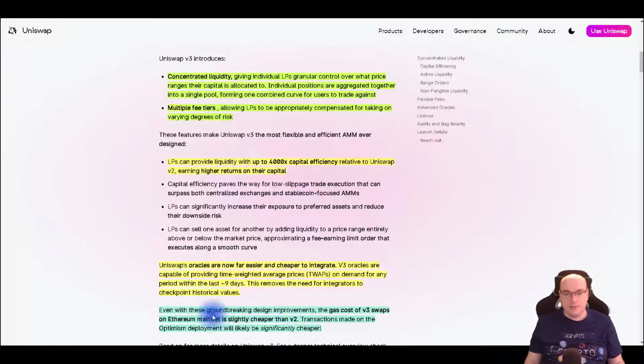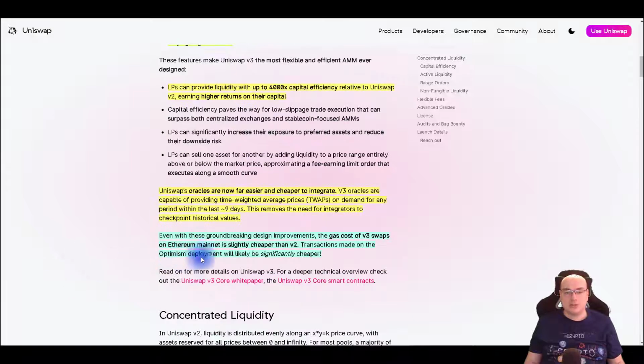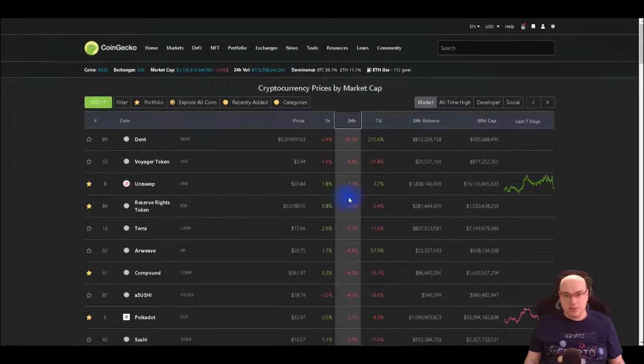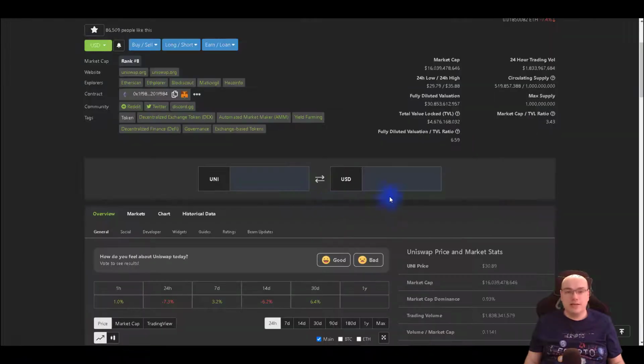So as you can see, they are saying that V3 swaps will be slightly cheaper. Transactions made on the Optimism deployment will likely be significantly cheaper. We'll see when they implement version 3 in May if the transactions will be significantly cheaper or not. I guess this is why the price dropped, as you can see, 7.3% in the last 24 hours, because they released the V3 improvements.